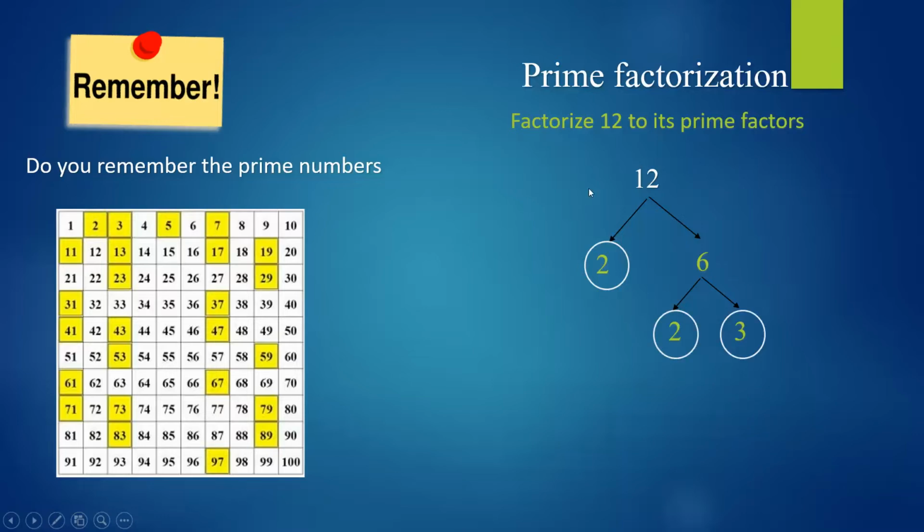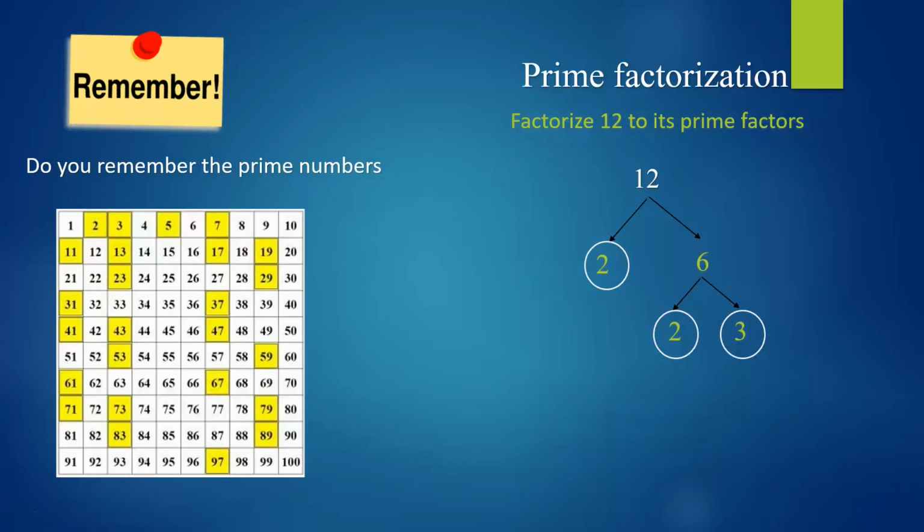Again, 12, we need to factorize it to the prime factors. So we are going to start with pairs. We have the first pair, 1 times 12. It's not suitable to start with this. So we are going to start with the third one, 2 times 6. 2 is a prime number, but 6 is not a prime number. So we circle the prime number. Then look at the other number, 6.